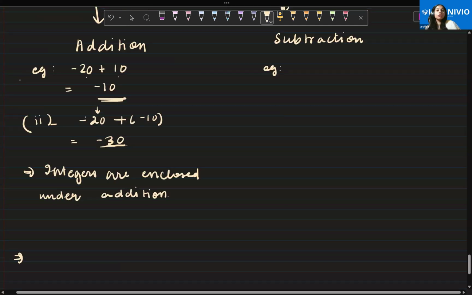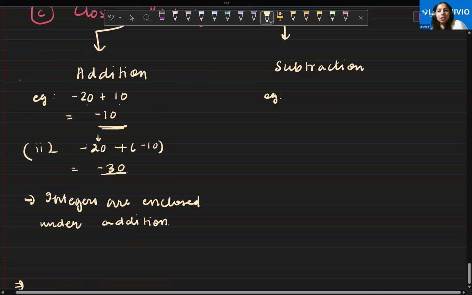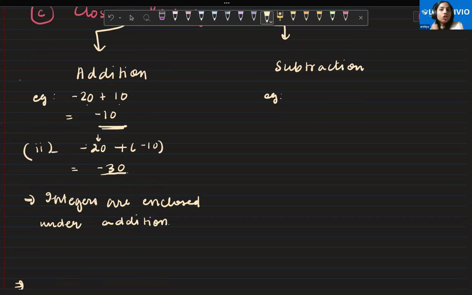Now for subtraction also, when you subtract two integers, the answer should be a positive integer or a negative integer. It should not be anything else. It cannot be a fraction. It cannot be a decimal. It should be an integer. So when you're subtracting two integers, the answer should also be an integer.